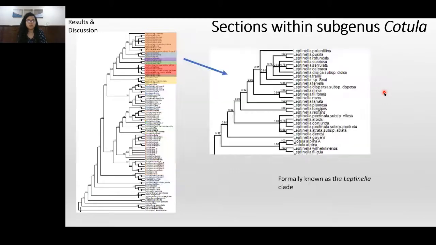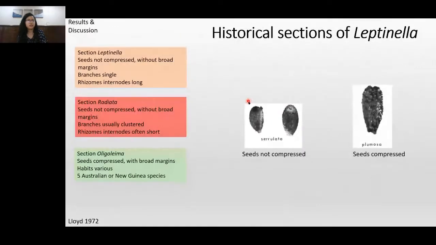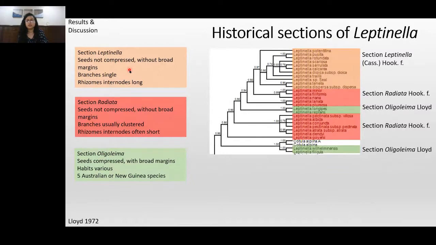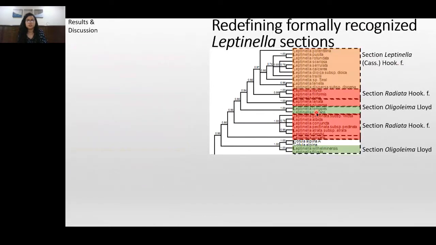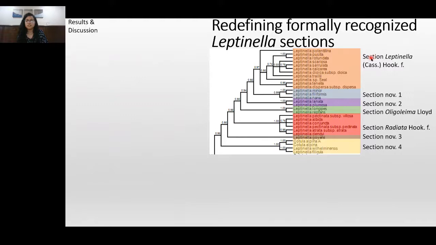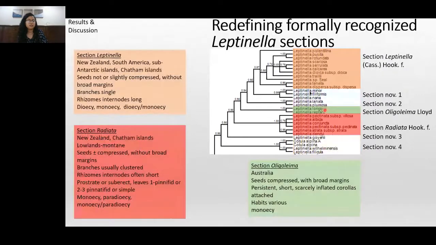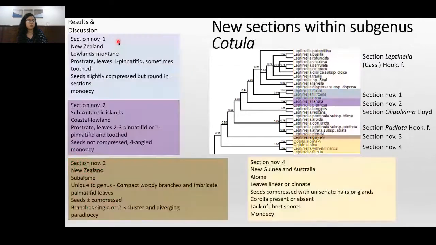So just looking at some of the sections, I'll be looking at the clade formerly known as Leptinella species, or the Leptinella clade. Historically, there were 3 sections within Leptinella, and they only had morphological characters to define each section. But when plotting these sections onto our phylogeny, we see that only section Leptinella is monophyletic, and the other 2 are not. So we'll be redefining these sections to be monophyletic. You can see over there, we'll be reinstating 3 of the sections, and we'll be introducing 4 new sections. We modified the morphological characteristics for the reinstated sections, as you can see over here, and we came up with new morphological characters to define the new sections.